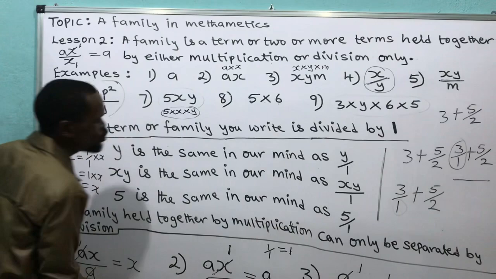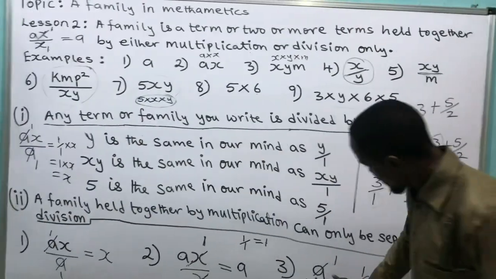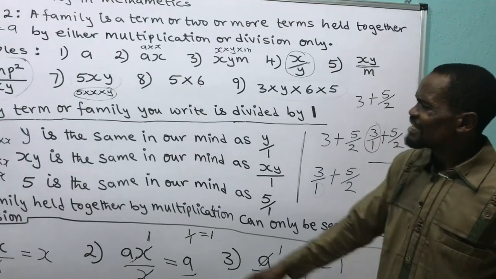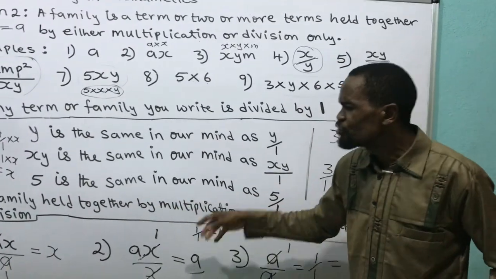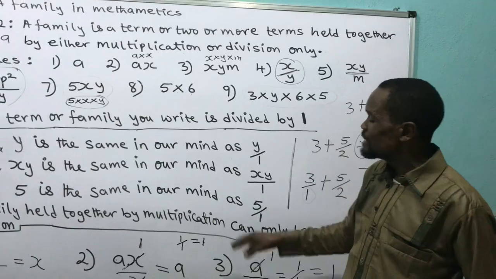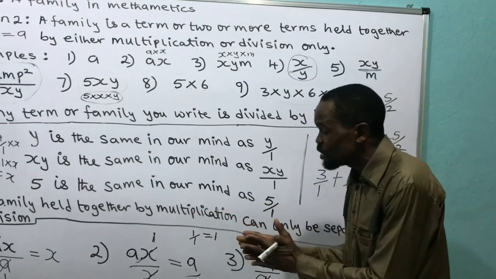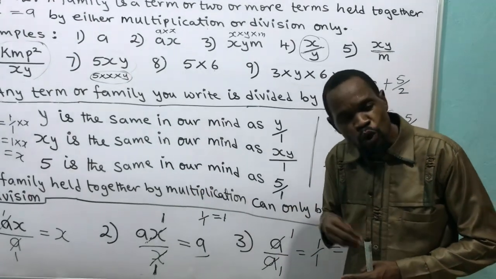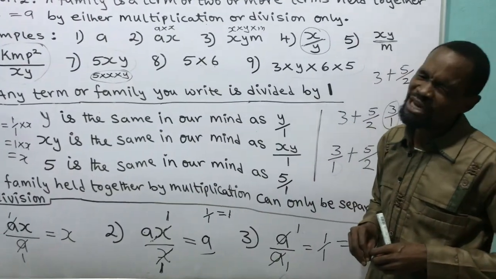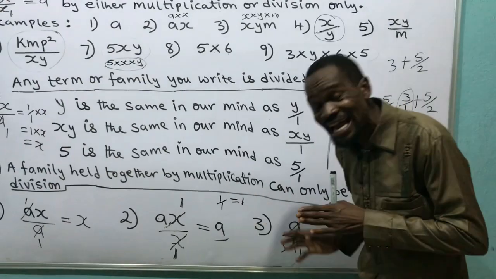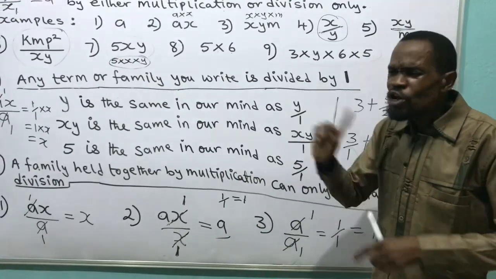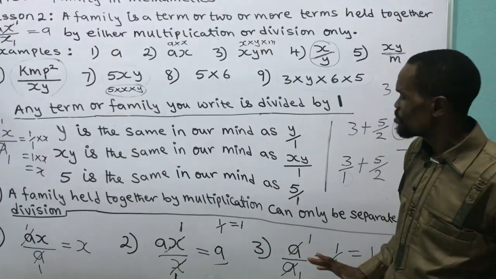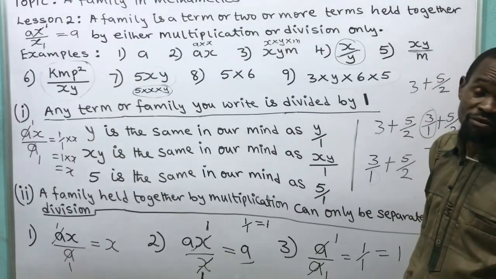Then now, I want to remove A from this family. Here, we divide through by A. So what we have learned now is how we remove somebody from a family that is held together by multiplication. It's only by dividing that family by the person we want to remove. Have you understood it? That's the only way I can remove that person. Any other way, there's nothing. That's the only way we can remove the person from that family.